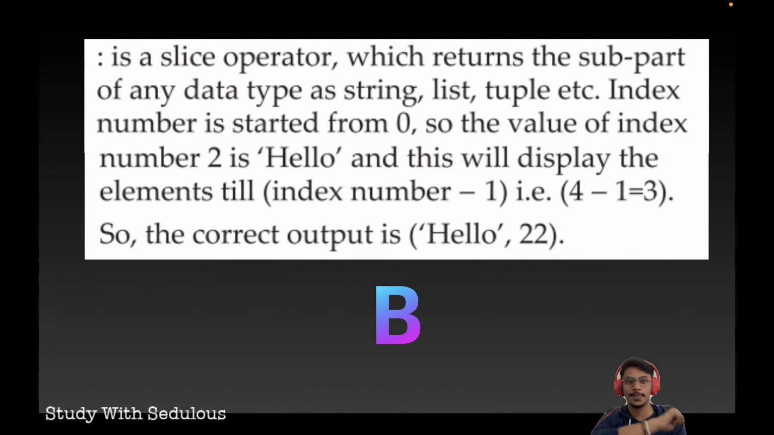This colon is a slice operator which returns a subpart of any data type, a string, list, tuple, etc. Index number starts from 0. So the value of index number 2 is hello, and this will display the elements till index minus 1. That is 4 minus 1, 3. So the correct output is hello 22.